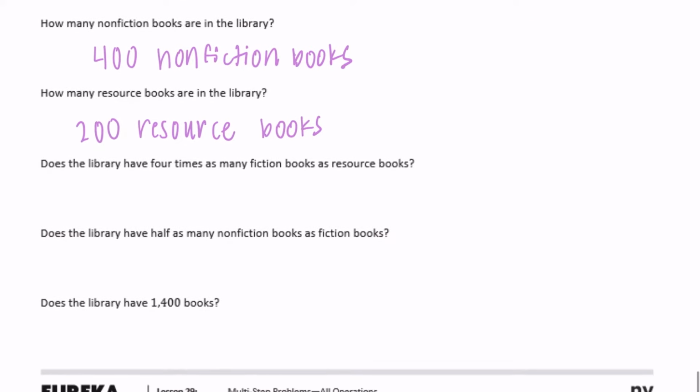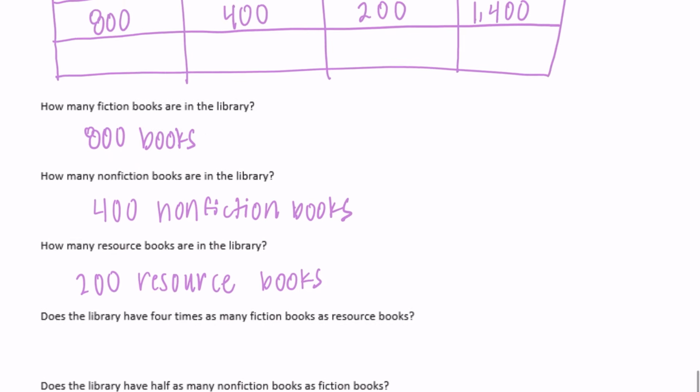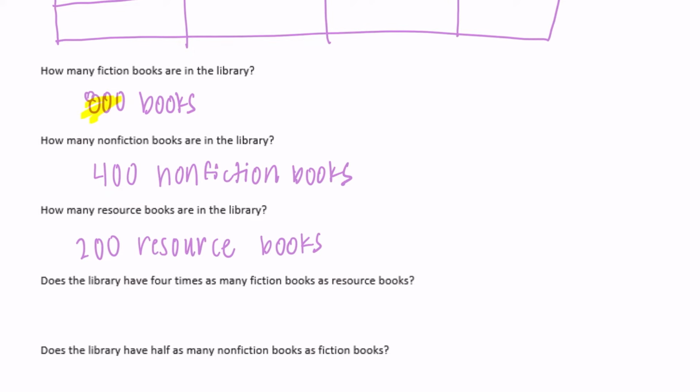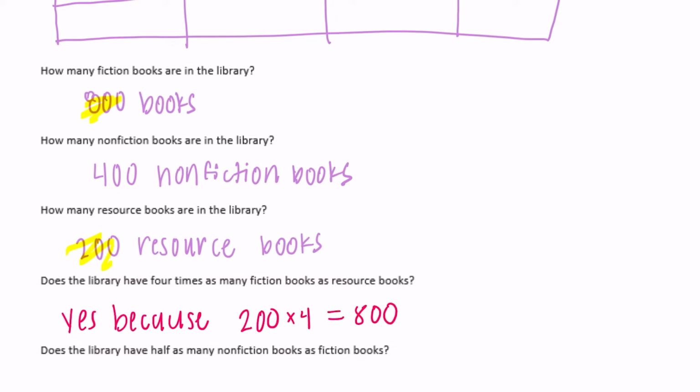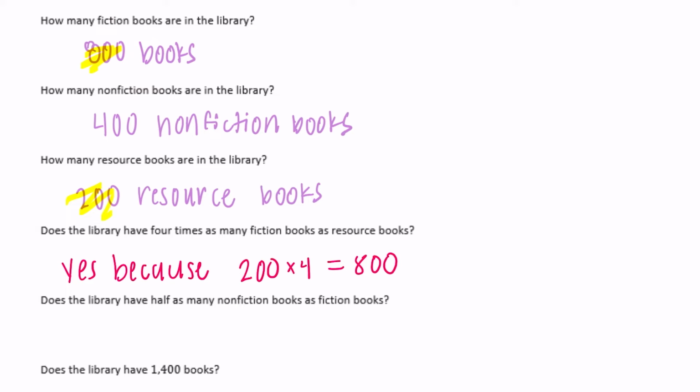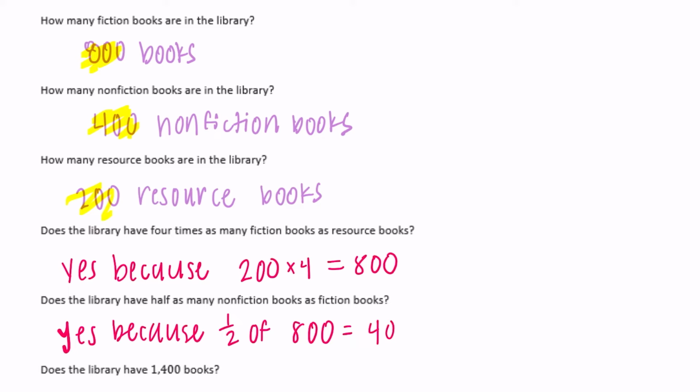Does the library have 4 times as many fiction books as resource books? So fiction is 800, resource is 200. Is that four times as many? So we can say yes, because 200 times 4 is equal to 800. Does the library have half as many fiction books as nonfiction books? Half as many, nonfiction is 400, half of 800? Yes, because half of 800 is equal to 400.